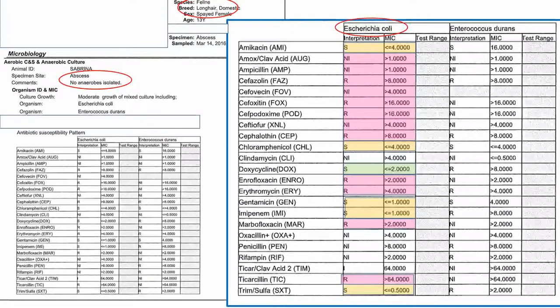This is a cat with an abscess, and Dr. Fisher correctly did submit for anaerobes, and there were none there. So we can rule that out. Again, I'm largely ignoring the enterococci.